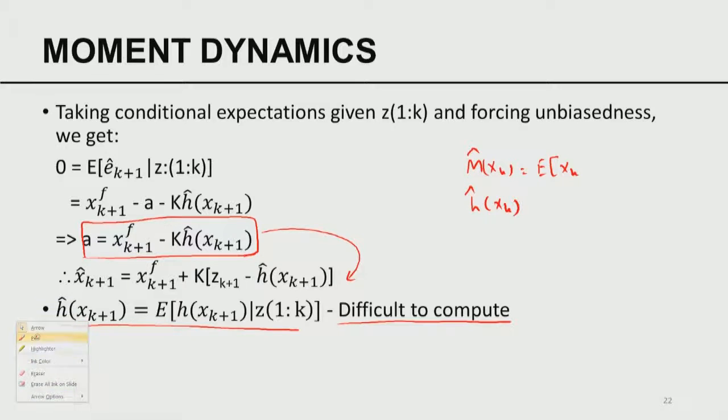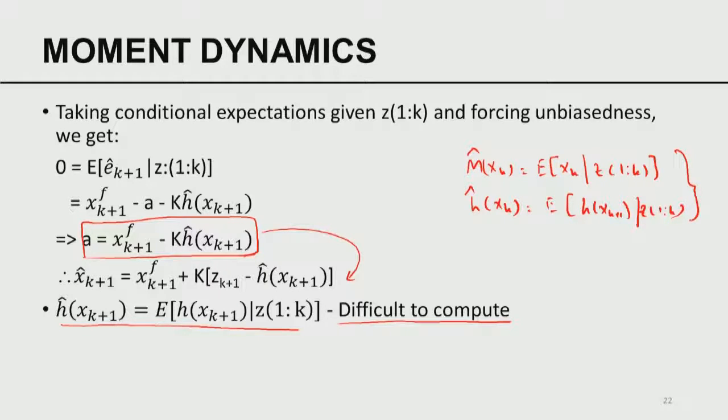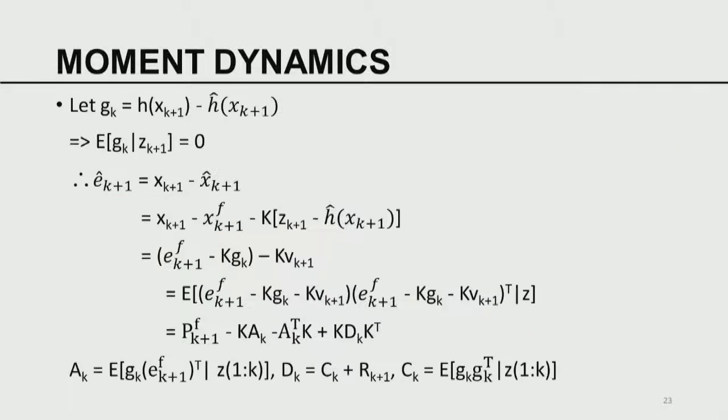This is the conditional expectation given z 1 colon k. Likewise for h of x_k bar, in this case it is equal to E of h of x_{k+1} given z 1 colon k, and these are the two difficult quantities to compute. Even though these are difficult quantities to compute, we know such a quantity exists mathematically, so we have derived the underlying expressions following the derivations of the linear Kalman filter, assuming all the complicated integrals can be evaluated.